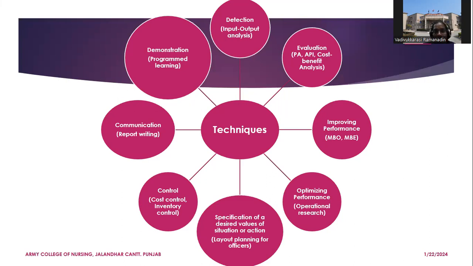The next is specification of your desired values of situations or the action. Here, layout planning for the offices includes how we focus on the infrastructure, and that helps the management. Then there is control, in terms of inventory control and cost control. We expect this much of drugs has to be supplied in a hospital, and when we see near-expiry medicines, we do our level best to control the inventory. So that is also one of the techniques of management.